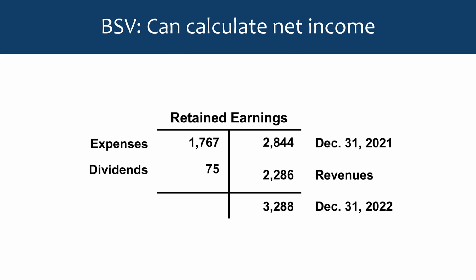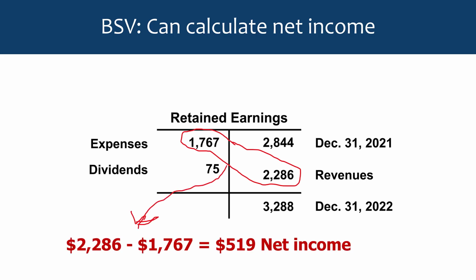By the way, we can look at the T account for retained earnings and calculate net income. Net income will be the revenues closing amount less the expenses closing amount. So you can calculate the net income that way. Notice that dividends are never part of net income, so they do not get subtracted to calculate net income.